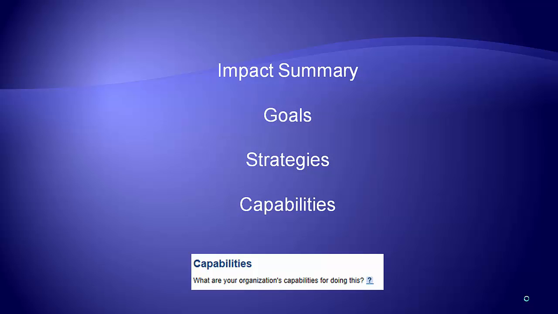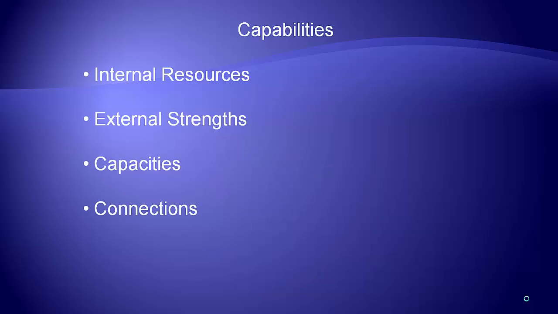Capabilities is next in completing the impact section for your chapter's GuideStar record. Funders want to know if the funding they are providing is being used wisely. The answer focuses on 4 elements: internal resources, external strengths, capacities, and connections. Again, look at the blue question mark for assistance and do not get overwhelmed. You can simply answer your question by focusing on the 4 elements.